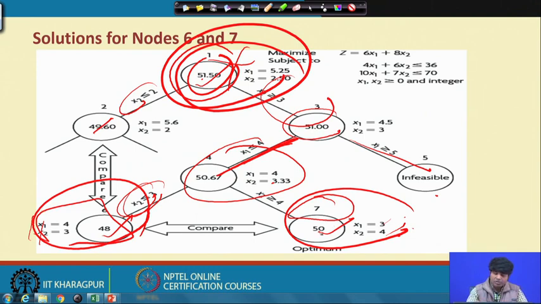In that context, this is the highest z value, but the values of the decision variables are not integer type. So, technically, this is not the optimal case. These two can be considered, but with respect to the higher z value, finally the optimal solution will be where z equal to 50, x 1 equal to 3 and x 2 equal to 3.